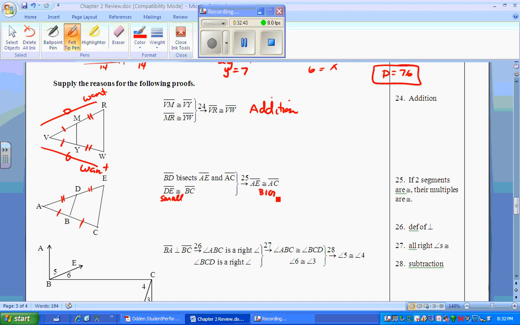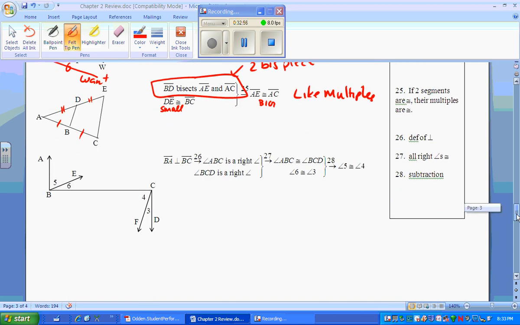So we want AE, this is bigger. So this answer is like multiples. Remember, two bisecting pieces. Either use like multiples or like divisions.